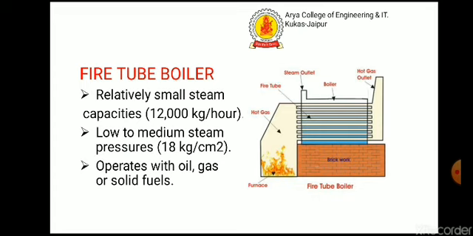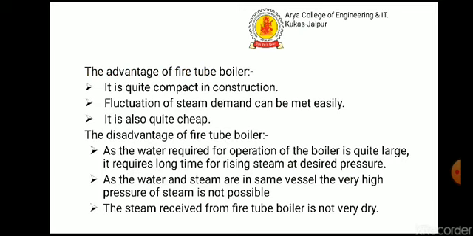Fire tube boiler. Relatively small steam capacity, 12,000 kg per hour. Low to medium steam pressure, 18 kg per centimeter square. Operates with oil, gas or solid fuels. The advantages of a fire tube boiler: it is quite compact in construction, fluctuation of steam demand can be met easily, and it is also quite cheap.